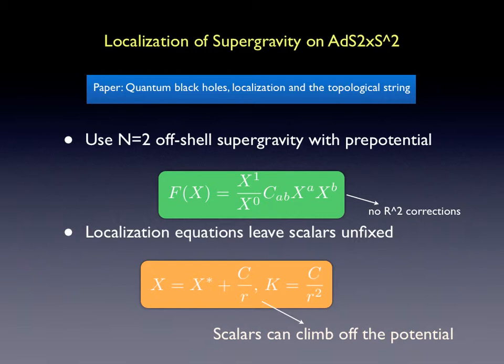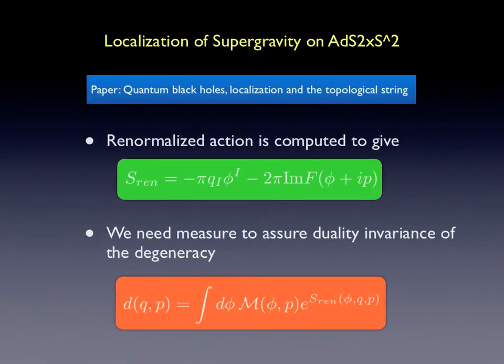the auxiliary fields. The renormalized action is computed to have the following form, while the degeneracy is now given by a finite dimensional integral over some fictitious potentials phi, and m is some measure that assures the relative invariance of the answer.